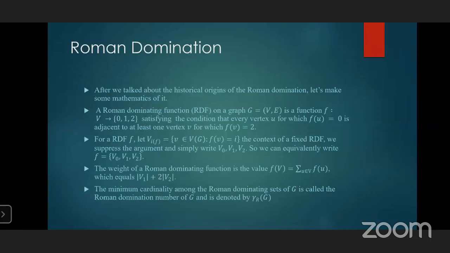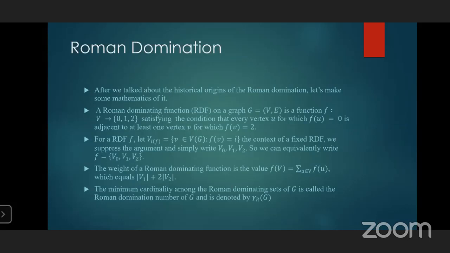Now, let's make some mathematics of it. A Roman dominating function, RDF shortly, on a graph G is a function f from V to the set {0, 1, 2}, satisfying the condition that every vertex u for which f(u) = 0 is adjacent to at least one vertex v for which f(v) = 2.